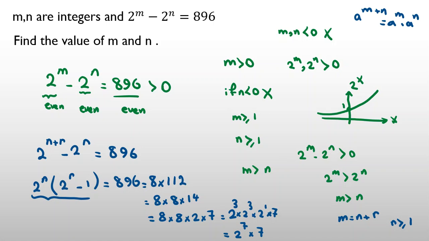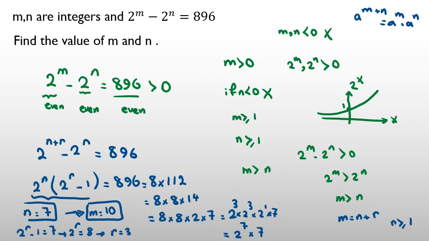This form is unique. So N is 7 and also 2 to the R minus 1 should be 7. From this, you can conclude 2 to the R is 8, R is 3, and N is 7, because M is N plus R. So M is 7 plus 3, 10. So here you have M equal 10, N equal to 7.